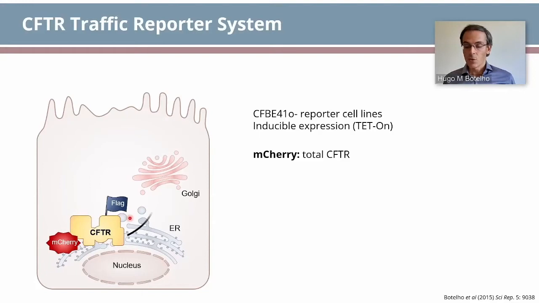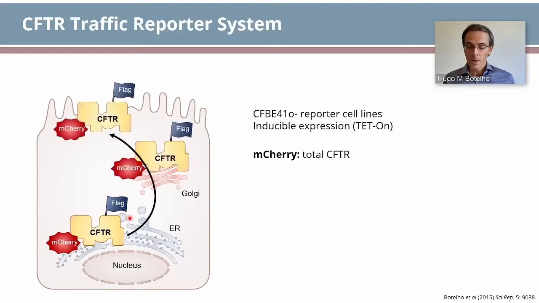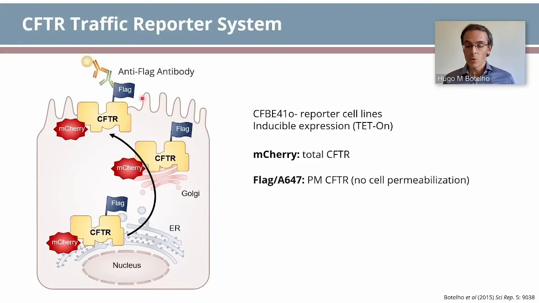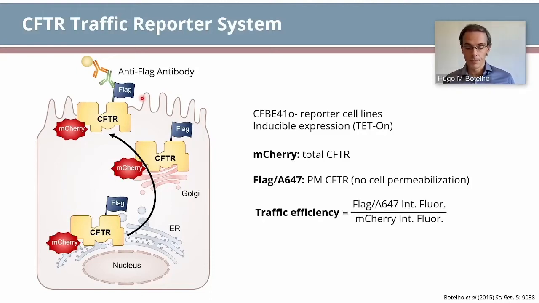If the construct traffics to the plasma membrane, the FLAG tag becomes exposed to the extracellular space, and the plasma membrane pool can be quantified by immunostaining the FLAG tag in unpermeabilized cells, using, for instance, a secondary antibody conjugated with Alexa 6 or 7. Then, traffic efficiency can be calculated by the ratio of plasma membrane versus total CFTR.